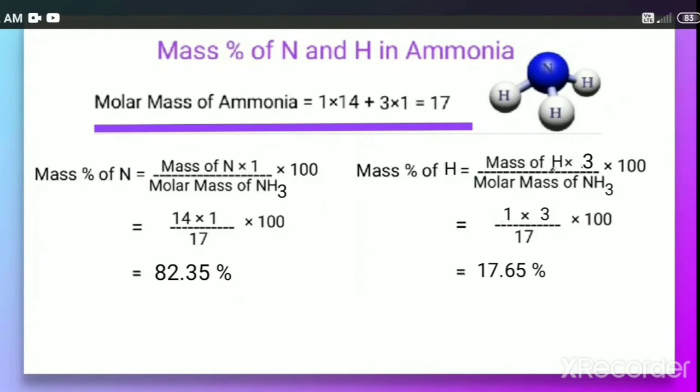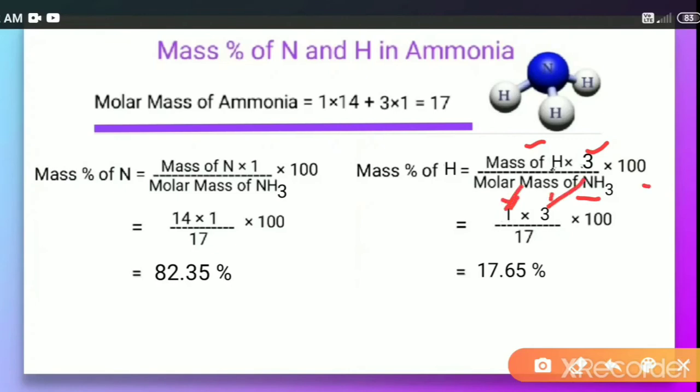Similarly, we'll find the mass percentage of hydrogen in ammonia. Here there are 3 hydrogen atoms in ammonia. So we have to multiply with 3 into mass of hydrogen divided by molar mass into 100. The mass of hydrogen is 1. There are 3 hydrogen atoms. Therefore into 3 divided by molar mass 17. When we multiply with 100, we get 17.65%. That is the mass percentage of hydrogen.